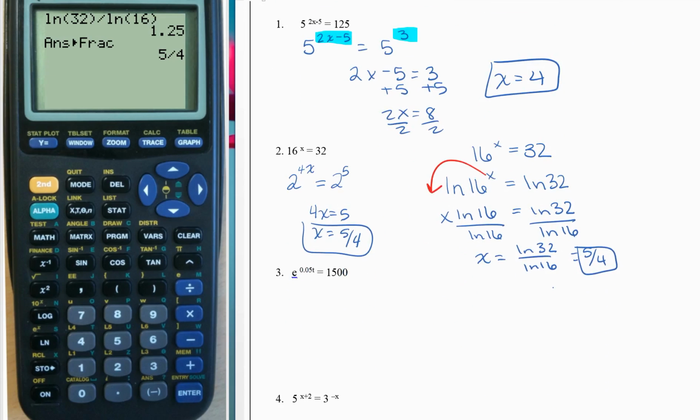And the reason we like natural log is, you could actually use log of any base, taking it on both sides, but we like natural log because in a lot of applications we're going to see exponential functions where the base is e.